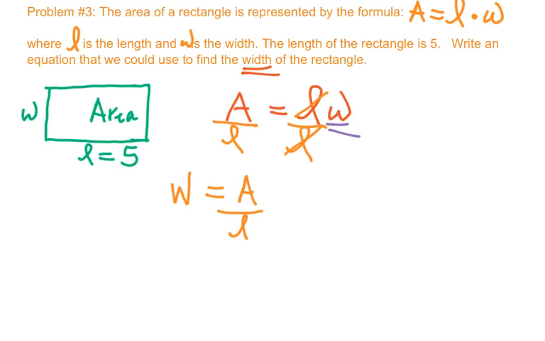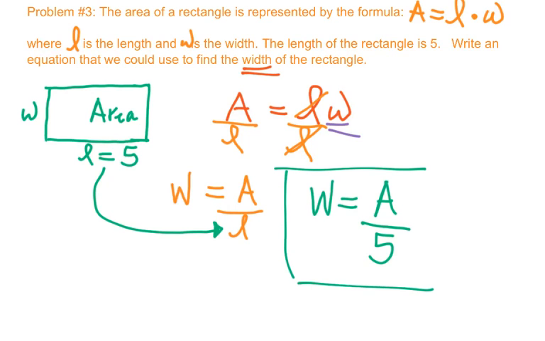So now I can go one step farther, right? Because I've been given that L is equal to 5. Therefore, in order to solve for the value of W, I can substitute L for 5, which means I know that W is equal to A divided by 5. And that's all I need to do, is simply set up the equation knowing that I can find W by taking the A, when I'm given the area, and dividing it by 5.